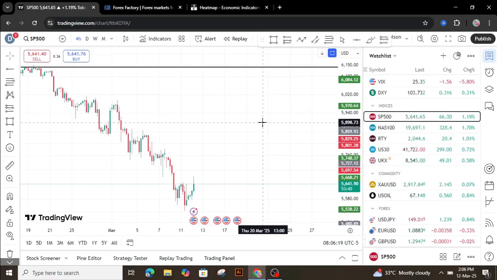Okay, so this is my computer screen. So let's dive straight into how I will do fundamental analysis on forex, on currency pairs.